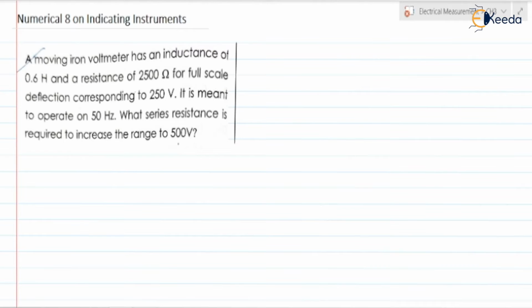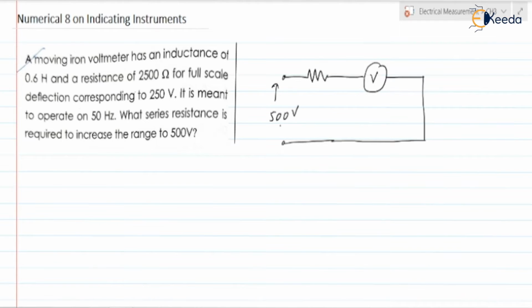Okay, so it is like an extension of range of a moving iron voltmeter. The circuitry will be like this. External resistance we need to connect. This is the basic voltmeter we are having, and here is the extended range, so this range is 500 volt. This external resistance we need to find. Let us consider it as RS.